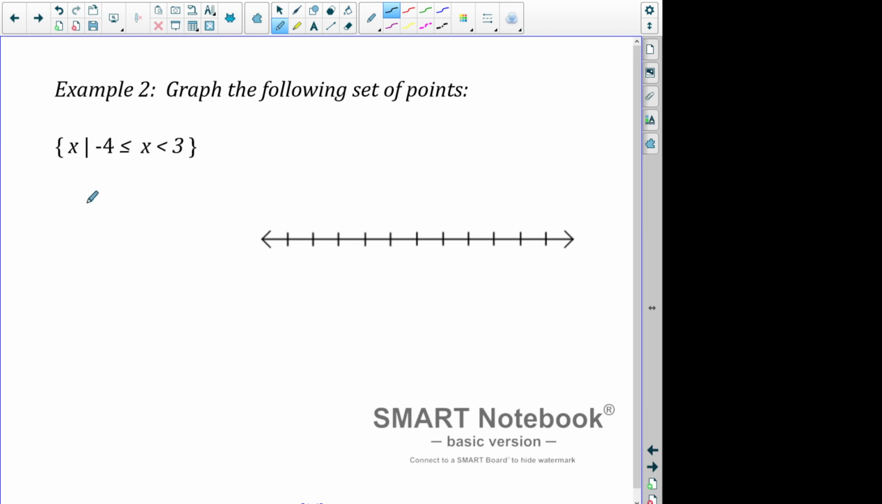Here we see some set builder notation, and so we want to read this. The way that we would read this is we say the set, right? The brackets mean the set of all numbers x, such that, that's what that little bar means, such that x is between -4 and 3, right? Where -4 is less than or equal to x, and x is less than 3. Okay, so here we have a compound inequality.